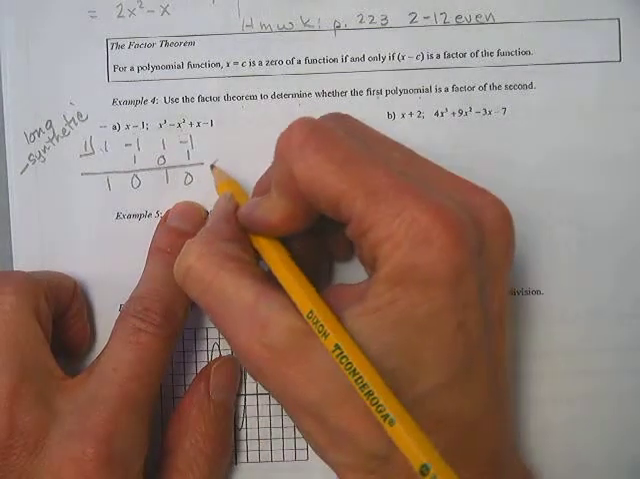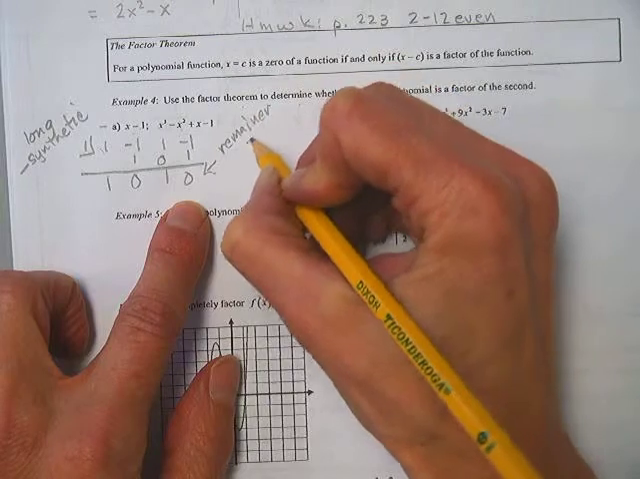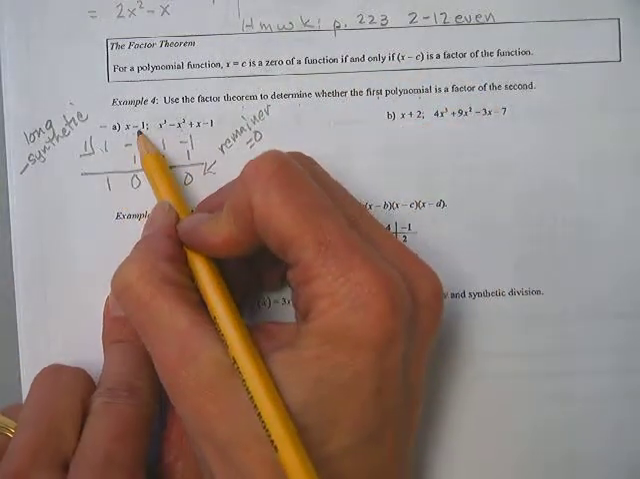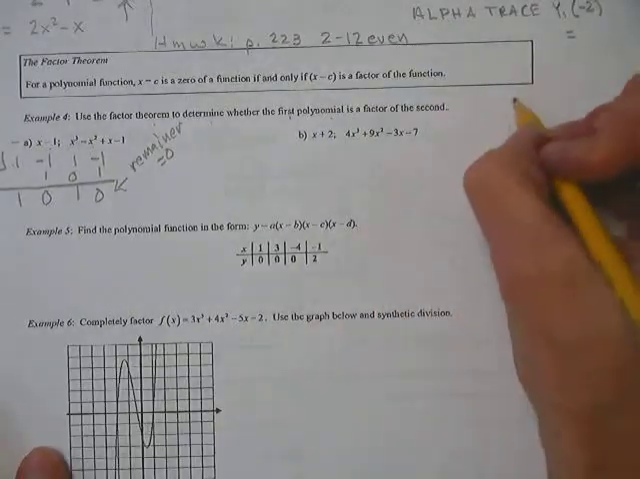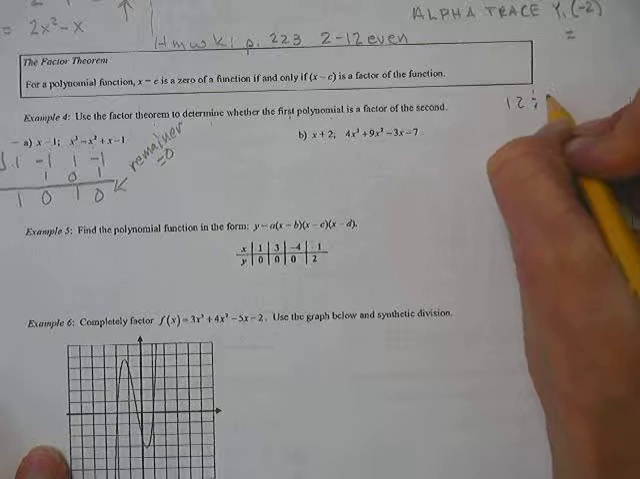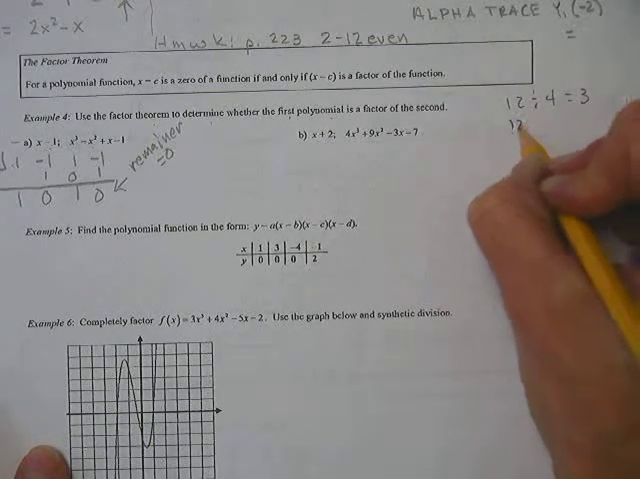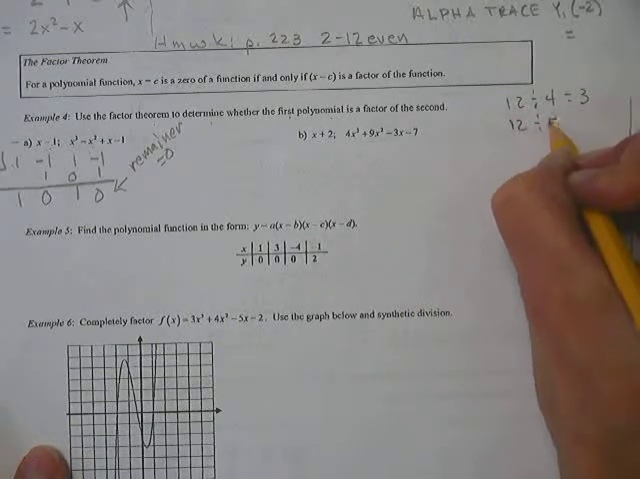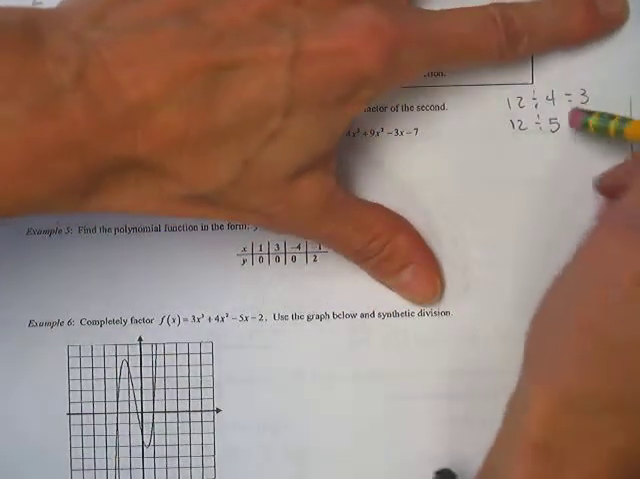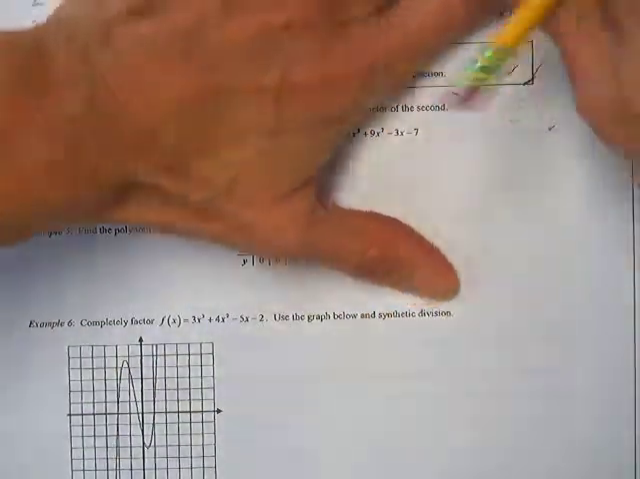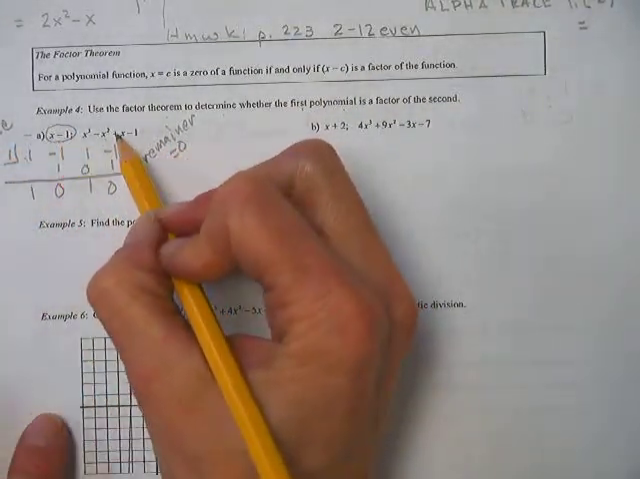If my remainder is 0, that means that this goes into this function evenly. Just like, let's say for instance I have 12. If I divide that by 4, I get 3 with no remainder, correct? If I divide 12 by 5, I get a remainder, correct? So when you divide and you get 0 for a remainder, then this is a factor of this.